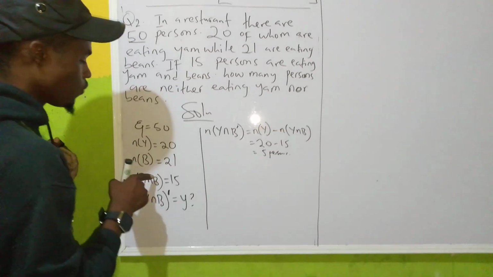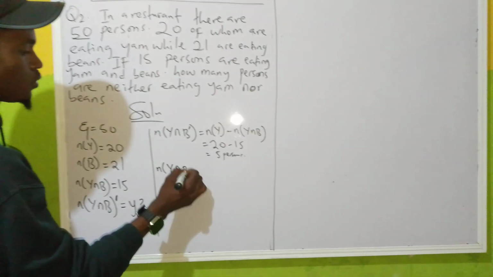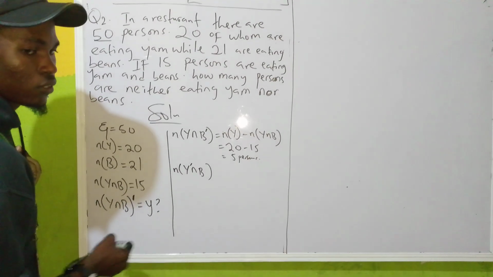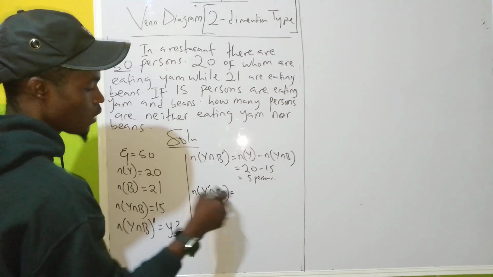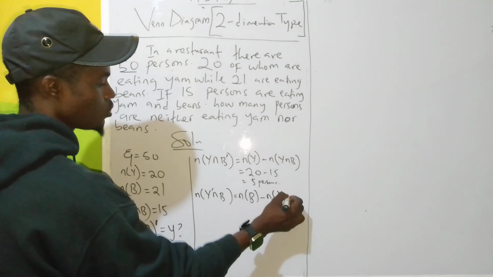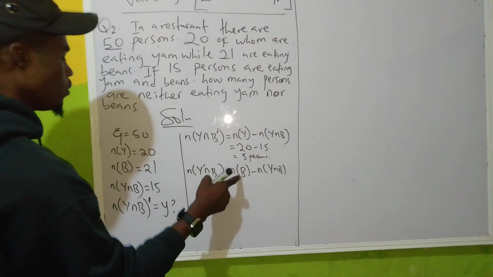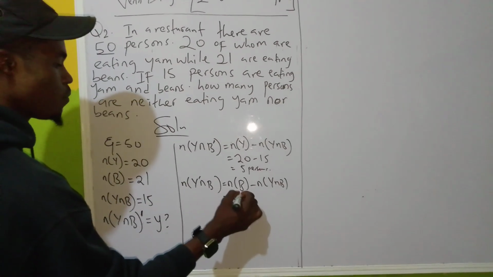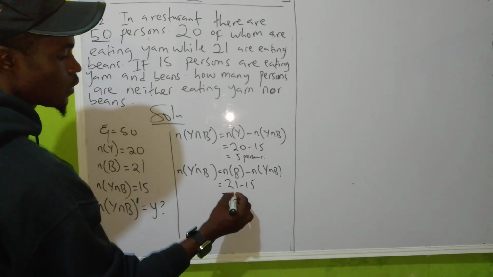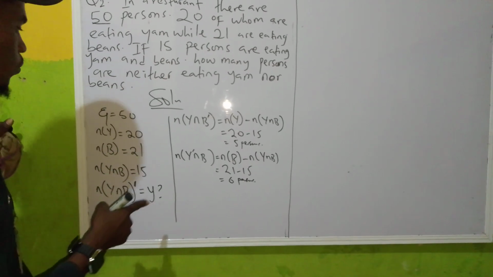Alright. So we have to find number of exactly those that eat beans too. Since we are finding number of exactly those that eat beans, this one will carry prime. So number of beans minus number of yam intersection beans. What's the one they give us for this? 21 minus where both are joined. That's 6 persons. So now we have gotten this.